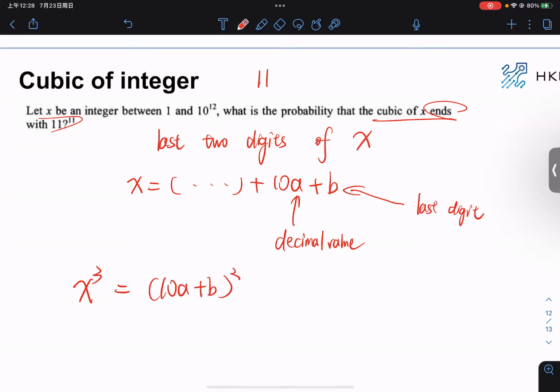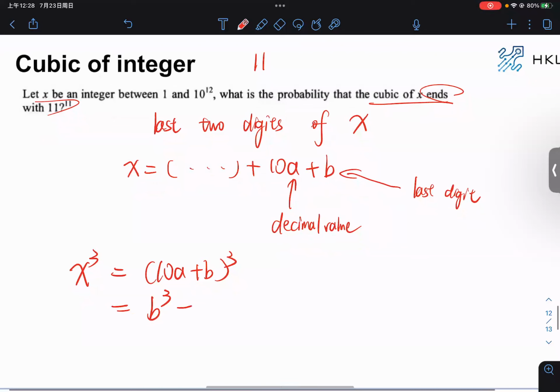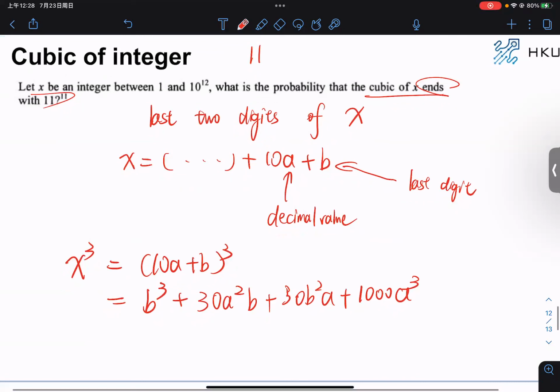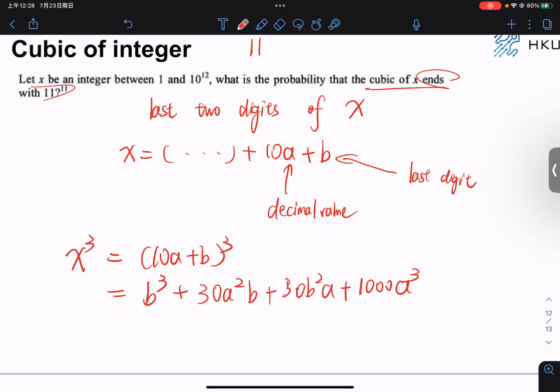Then x to the power of 3, for the last part, is going to be (10a plus b) to the power of 3, which is going to be b to the power of 3 plus 30a squared b plus 30 b squared a plus 1000 a to the power of 3. You can see the unit digit only depends on this b cubed here. So this b must be 1, right?